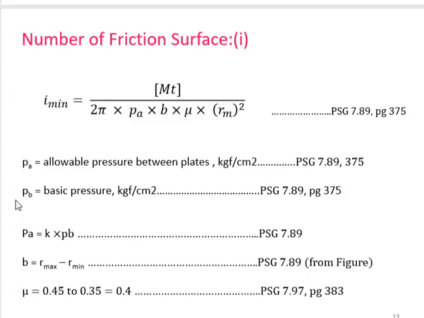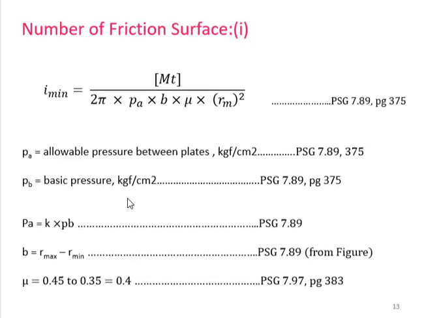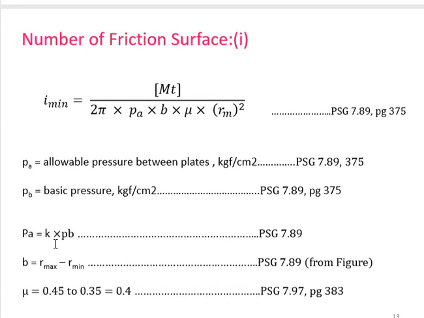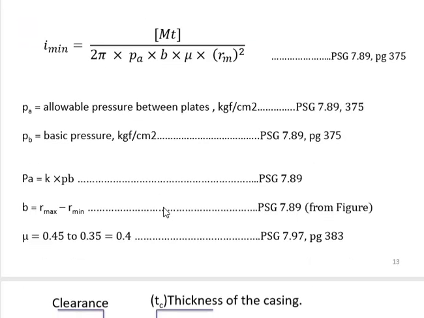Now PB is the basic pressure. Both these terms come from the design data book, and the relation PA is equal to K into PB is given in page number 7.89. So we need to find out what is K and we need to find out what is PB. Now b is a dimension used in this formula of I minimum, that is R max minus R minimum. So we need to find out what is R max and what is R minimum.